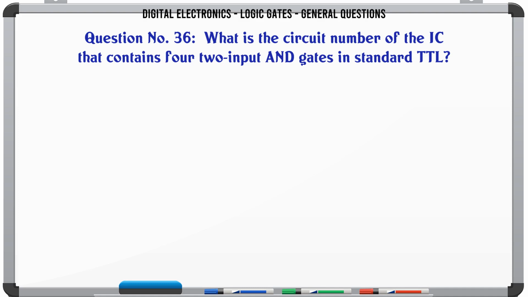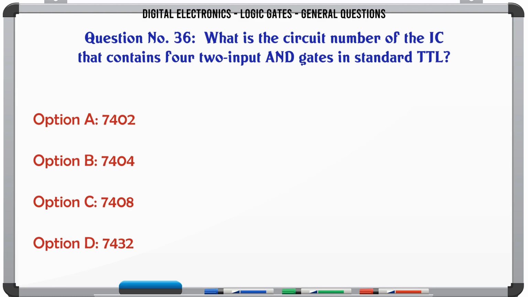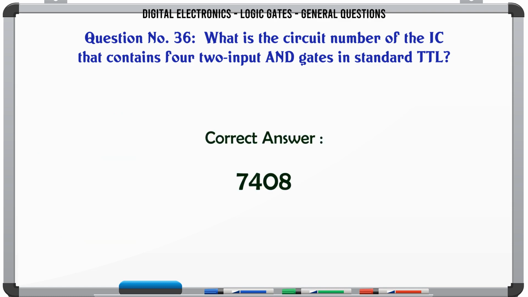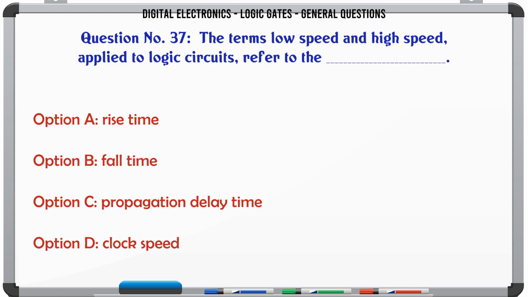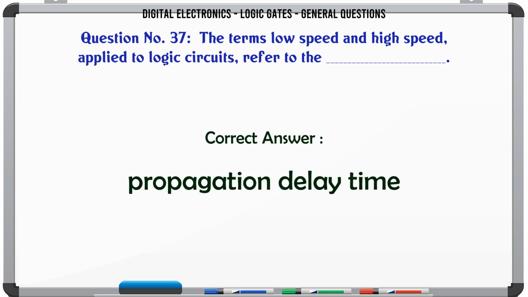What is the circuit number of the IC that contains 4 2-input AND gates in standard TTL? A. 7402, B. 7404, C. 7408, D. 7432. The correct answer is 7408. The terms low speed and high speed applied to logic circuits refer to the A. Rise time, B. Fall time, C. Propagation delay time, D. Clock speed. The correct answer is propagation delay time.